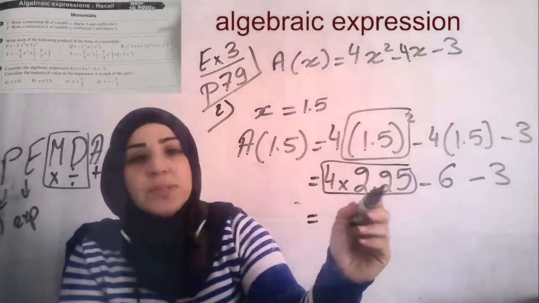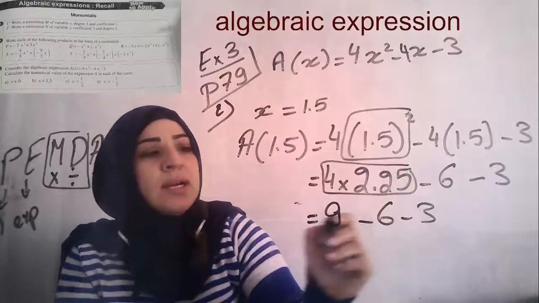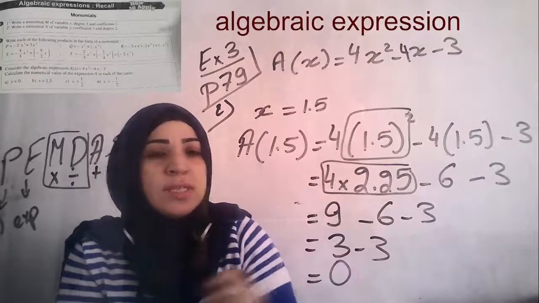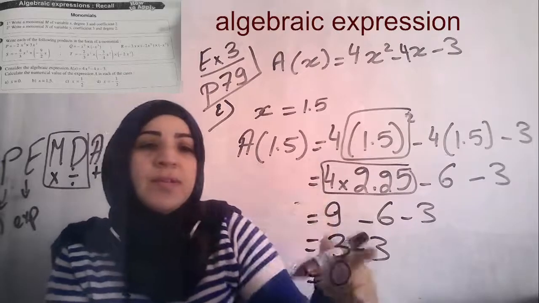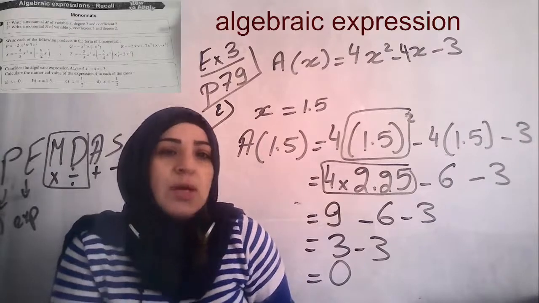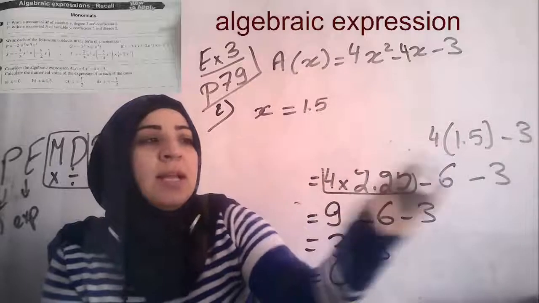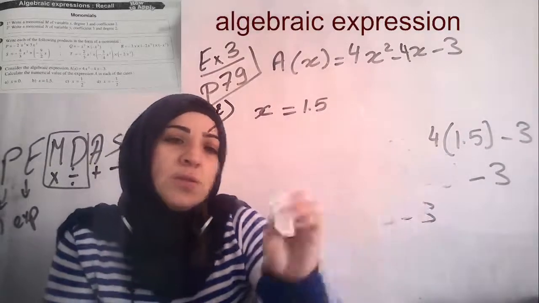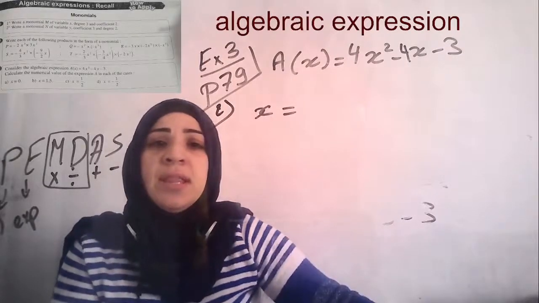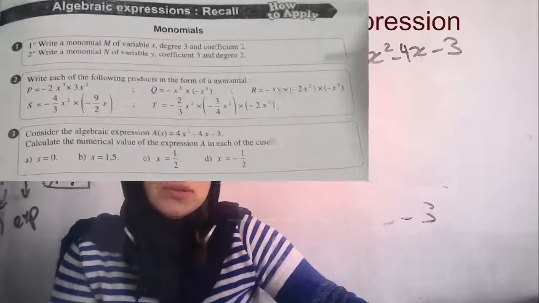4 times 2.25 is 9. And we drop down the other numbers. 9 minus 6 minus 3, it's 3 minus 3, which is 0. So a of 1.5 is 0. Okay, it's so easy. What should I do? I have to replace the x by its value, then apply priority rules, and you can use your calculator to check up the answer. Okay, now the third part is if x equal 1 over 2.